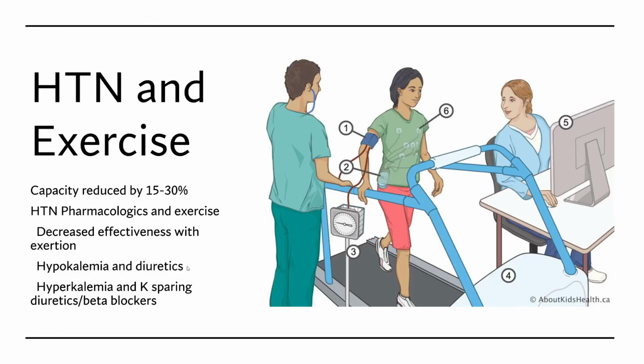Just some examples: diuretics can cause hypo and hyperkalemia depending on the type of diuretic, and beta blockers can also cause hyperkalemia. This all leads to arrhythmias and other issues. So the combination of hypertension and arrhythmias can be problematic. So just be aware, check blood pressure often.